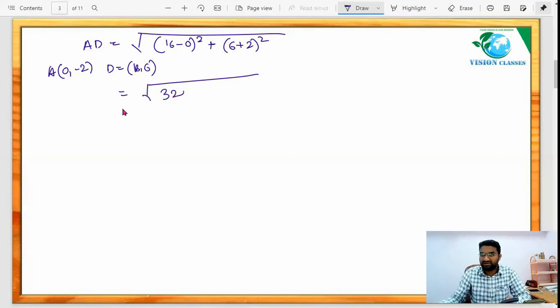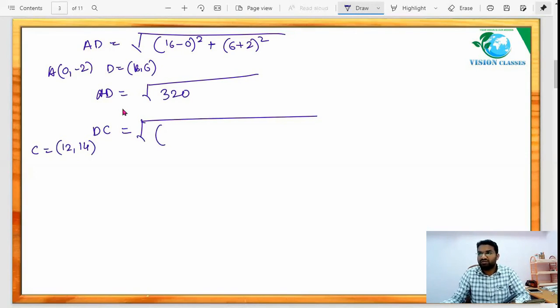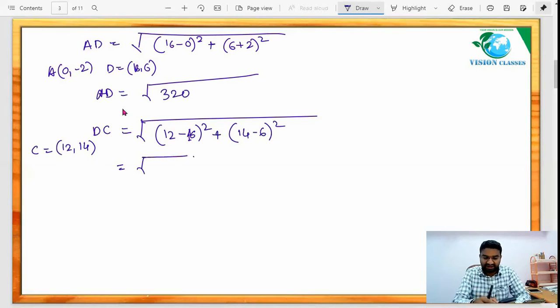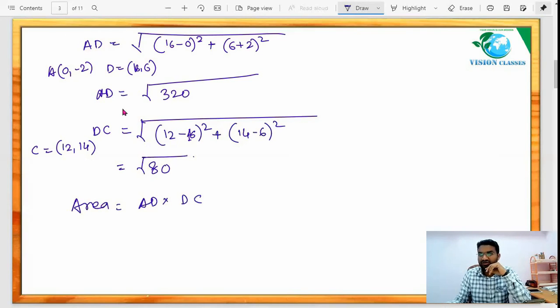So AD is the square root of 320. Now DC, where C is (12, 14), is the square root of (12 minus 16) squared plus (14 minus 6) squared, which is 4 squared, 16, plus 8 squared, 64, which gives the square root of 80. The area is AD times DC, the square root of 320 times the square root of 80, and using the calculator you get 160 square units.